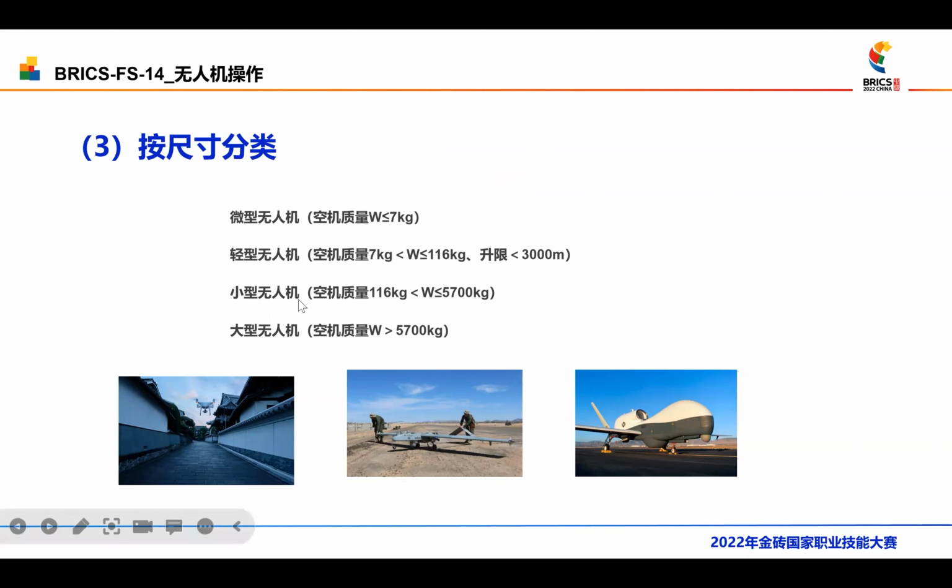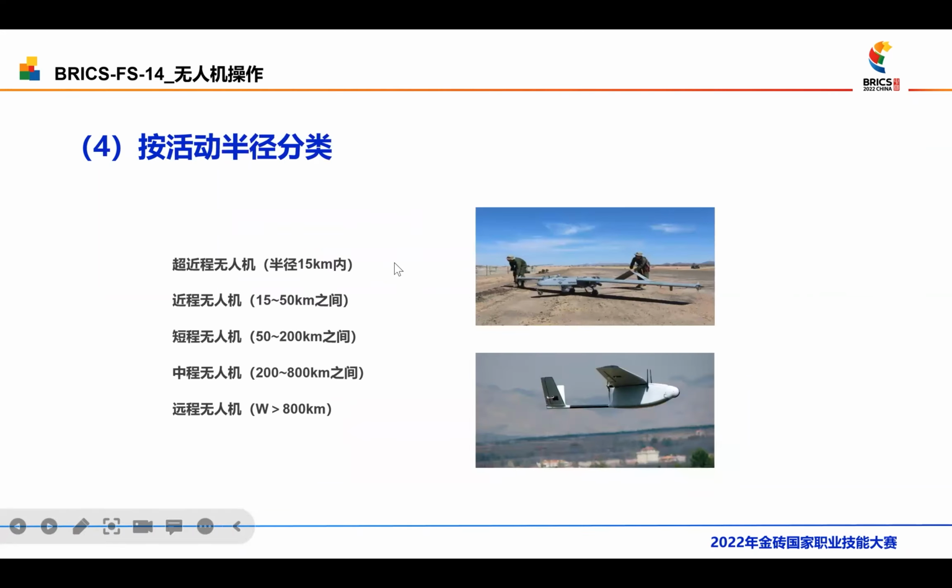Here I'd like to talk about the ceiling. It refers to the maximum flight height that the UAV can reach by relying on its own power. And the little UAV, the empty aircraft mass is between 116 kilograms to 5,700 kilograms. And next is the big UAV.